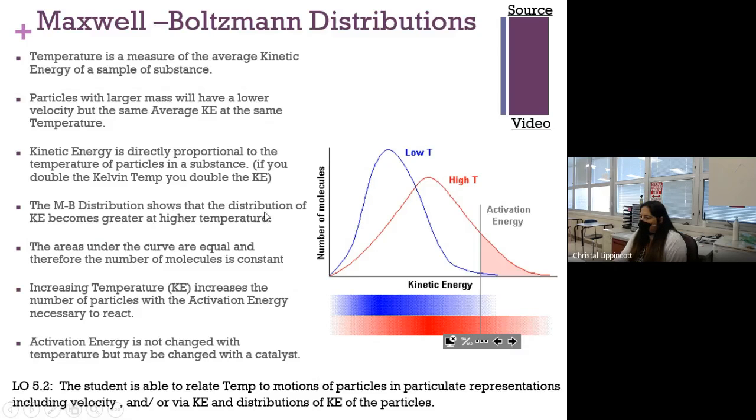The Maxwell-Boltzmann distribution shows the distribution of the kinetic energy becomes greater at a higher temperature. The areas under the curve are equal, and therefore the number of molecules is constant. Increase in kinetic energy is going to show the number of particles with the activation energy necessary to react. And the activation energy is not changed with temperature, but may be changed with a catalyst.